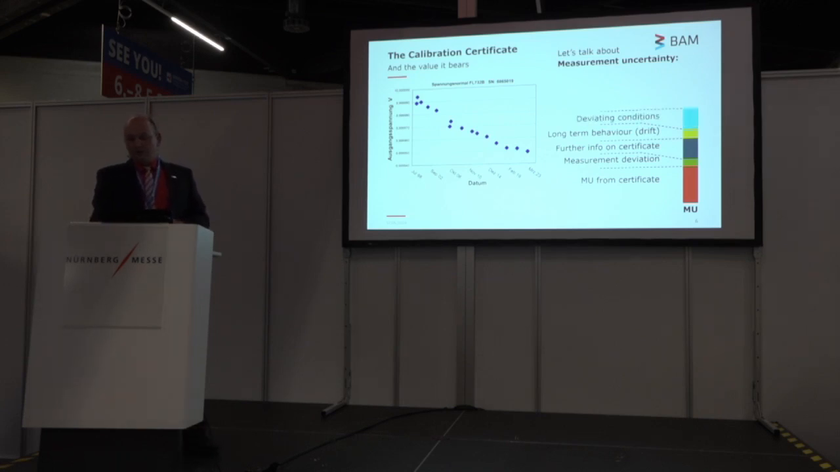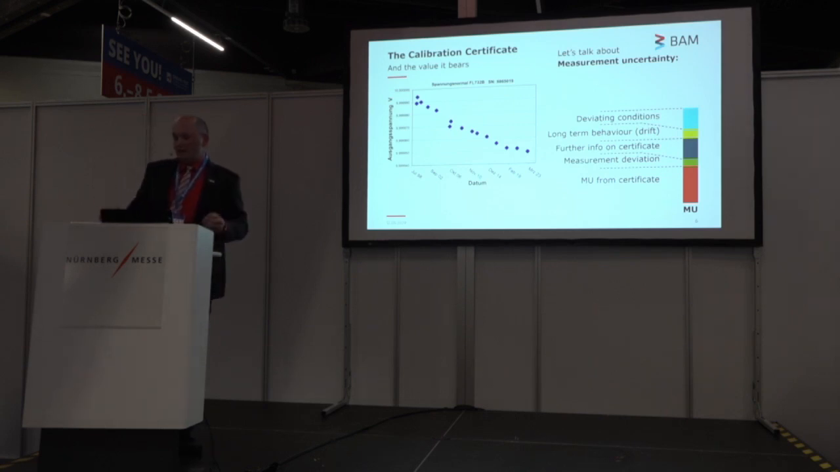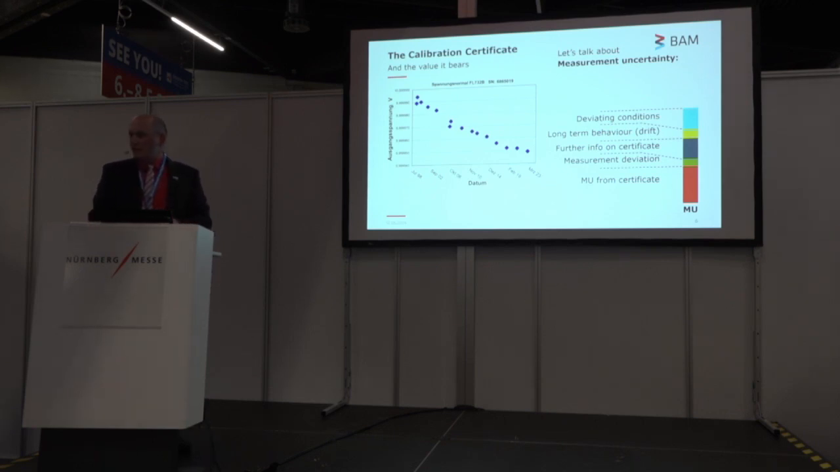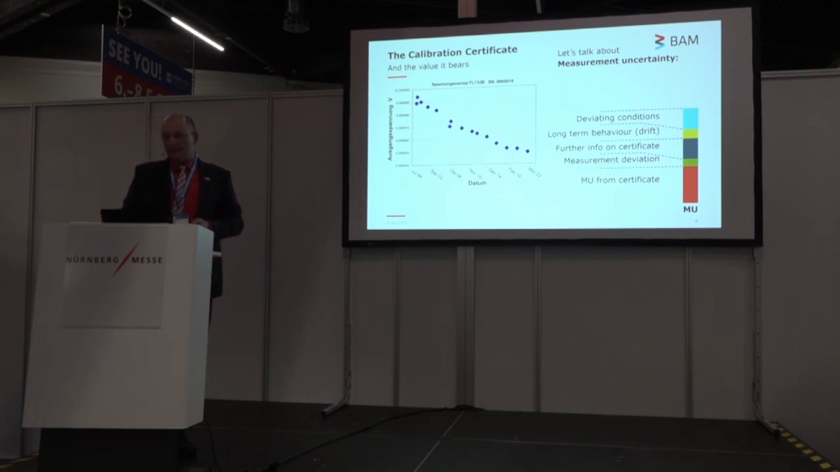Further contributions may come from the deviating conditions. So the calibration is usually performed in idealized conditions, very stable temperature and humidity and everything. But that is also usually not the case in use. For example, if the PT100 was calibrated with a current of 1 milliamp and you use it with 10 milliamps, there is self-heating in the device that you have to take into account. And you will find the value of the current in the document as well.